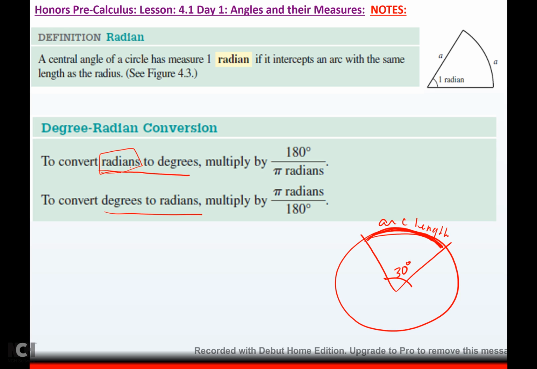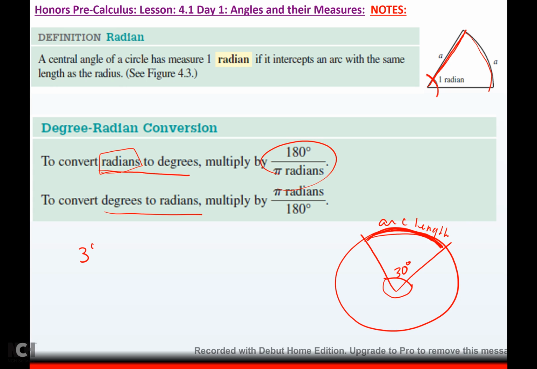And a radian is just, I don't know how to explain it. A central angle of a circle has measure 1 radian if it intercepts an arc with the same length as the radius. In other words, if this length is the same as this length, then your angle is worth 1 radian. It's just another way to measure. Instead of in degrees, you can measure in radians. At any rate, to convert from radians to degrees, you multiply by this. This is your conversion rate.